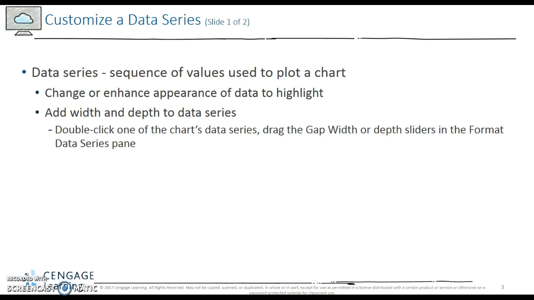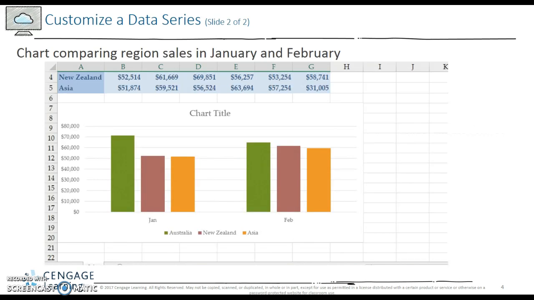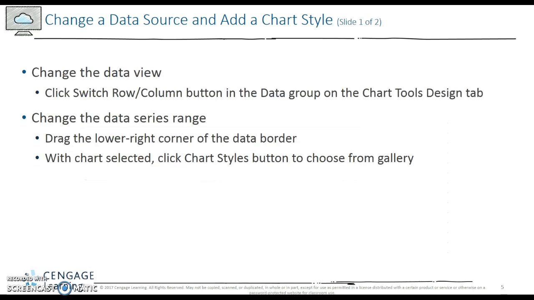You can change those by changing the appearance or highlighting them. To do that, you double click on the chart's data series and then you drag the gap or the width or the depth slider in the Format Data Series pane. So here's an example of a chart comparing regional sales, and you can actually make changes to this chart by enhancing the size, changing how it looks in the data series area or in the elements area.